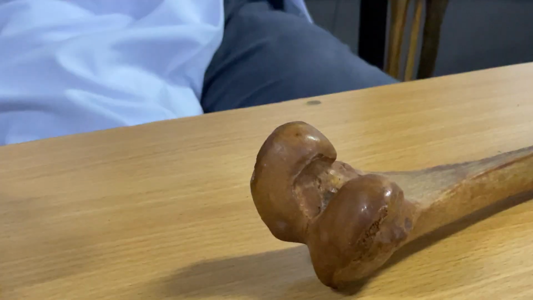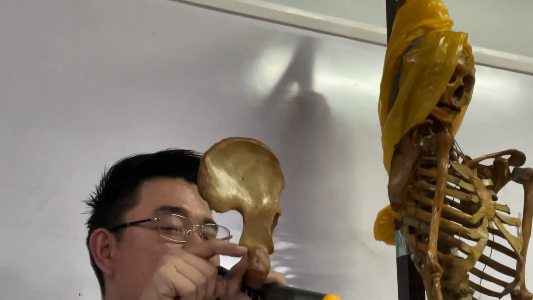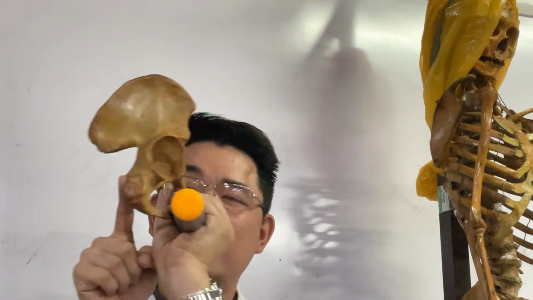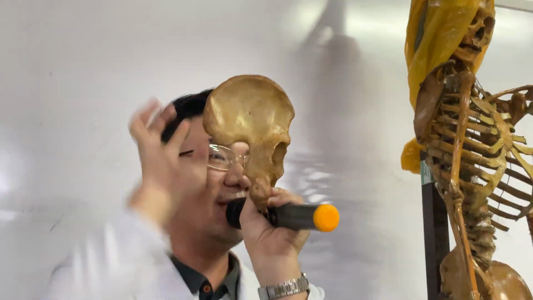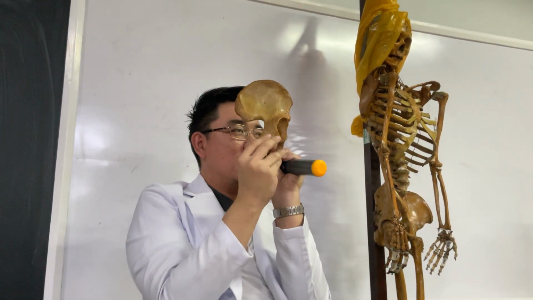Sige. Do you get it so far? What is this called again? Iliac crest. This one here is? Greater sciatic notch. This one is? Lesser sciatic notch. This one here is? Ilium. This one here is?